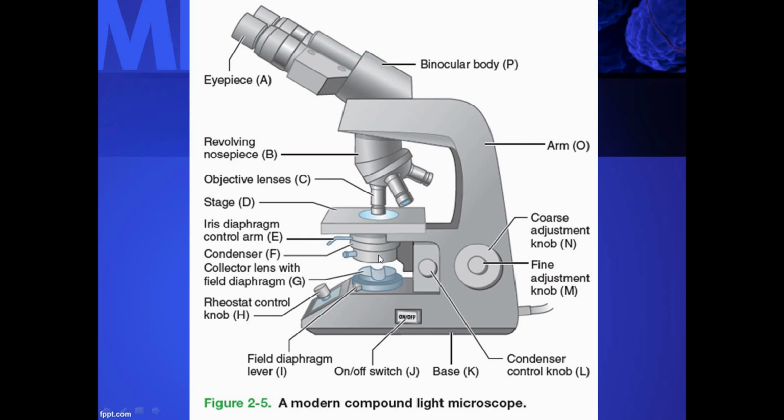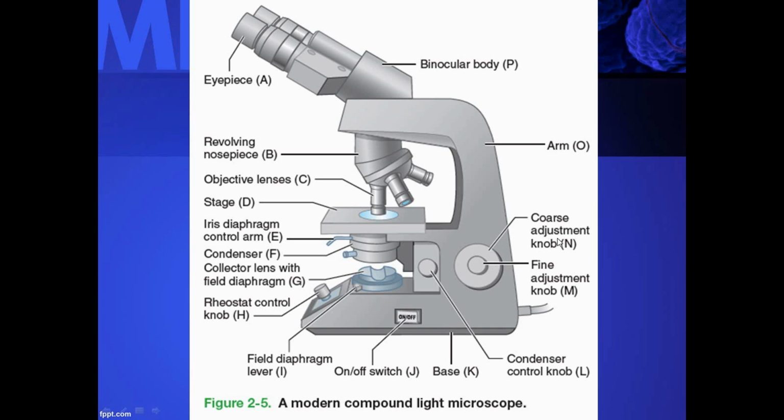Okay, so the light reached the condenser. The condenser helps the light focus on the specimen. We have the condenser and the iris diaphragm control arm that controls the light passing through the condenser. So this is the third way of controlling the light intensity. We also have the condenser control knob that can control the height of the condenser. We can make it go up or down. Then the light reaches the stage, which has the specimen.